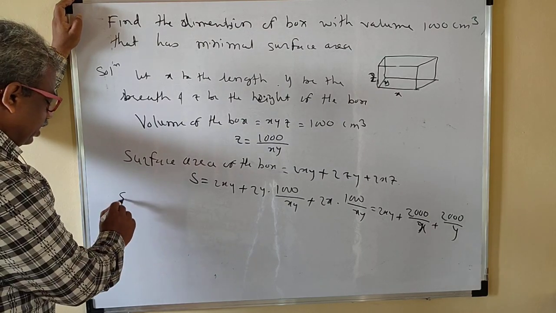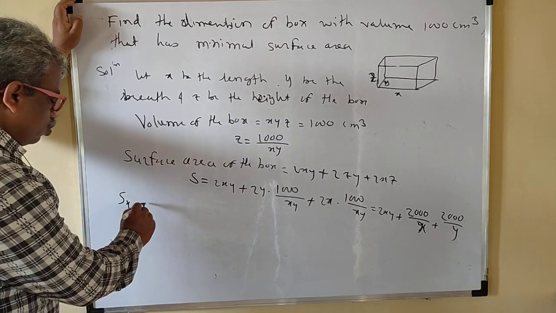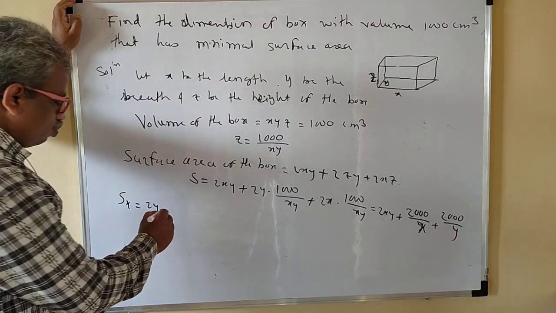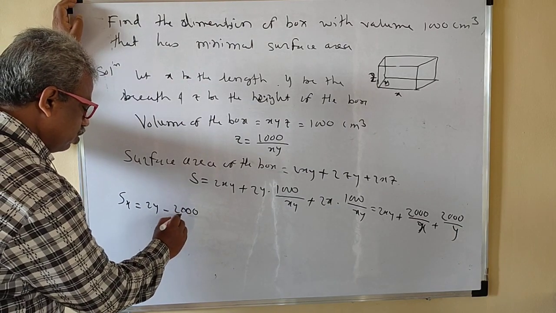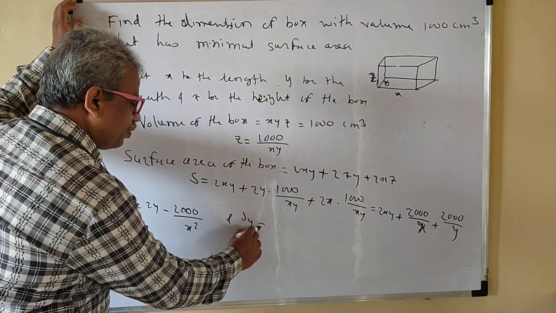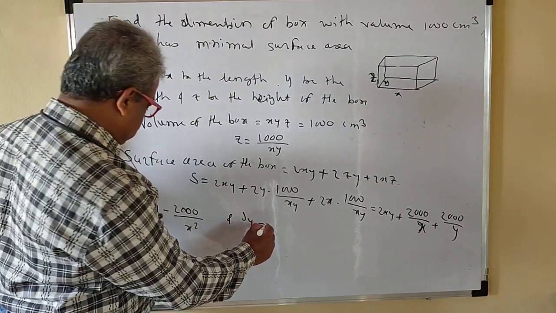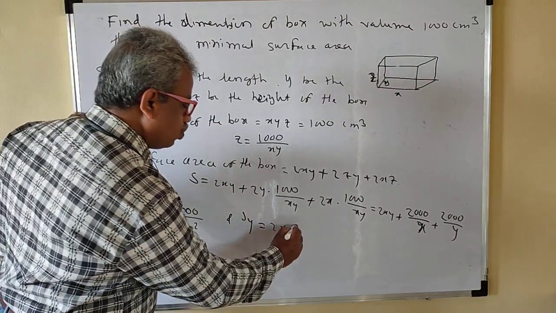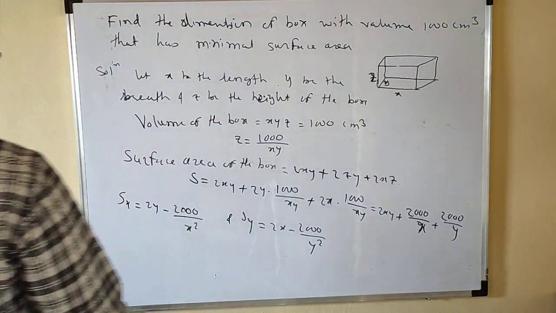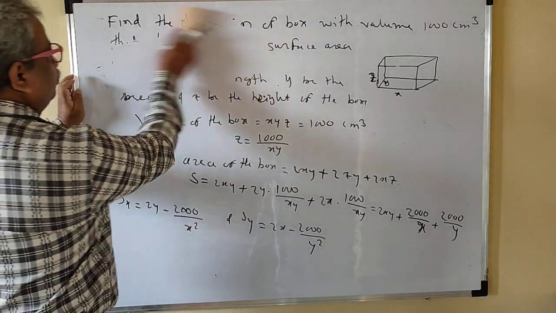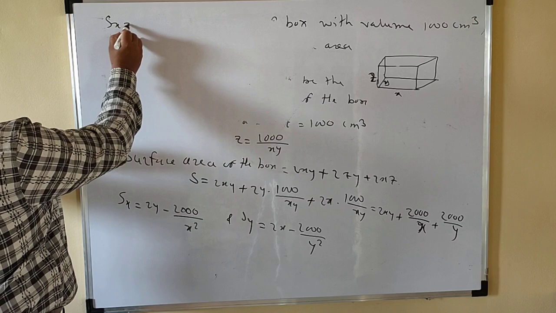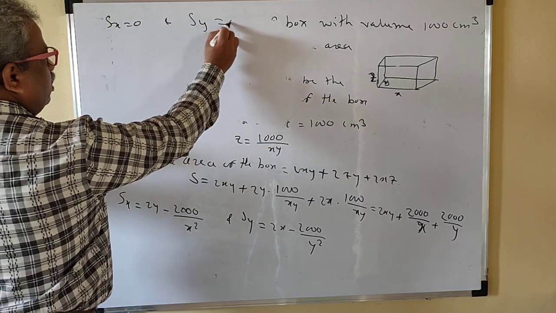Okay. So we'll find Sx now. Sx is what? Twice y. Because derivative of 1 upon x is minus, right? So minus 2000 upon x square. Okay. And Sy, we differentiate this with respect to y. So this is twice x minus 2000 upon y square. Okay. So we equate this equal to 0 now. So Sx is equal to 0 and Sy is equal to 0.